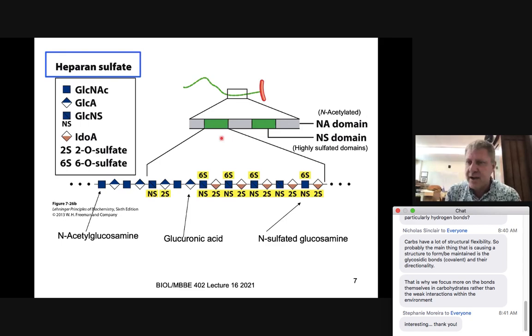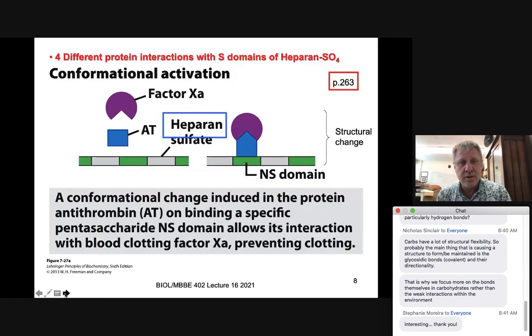So remember, the sulfonation is going to give us those negative charges. So obviously it's going to be able to bind something that is positively charged, similar to what we saw with our affinity or ion exchange chromatography columns. So heparan sulfate has this binding region and non-binding region, and depending on the order and the spacing, it gives us a combinational key to allow interactions to occur.